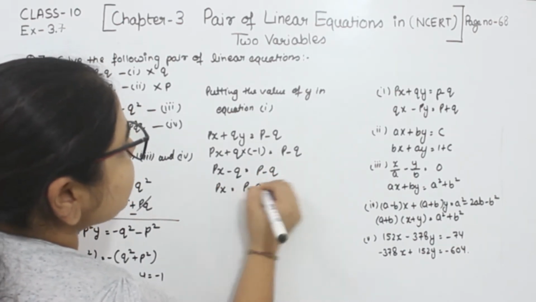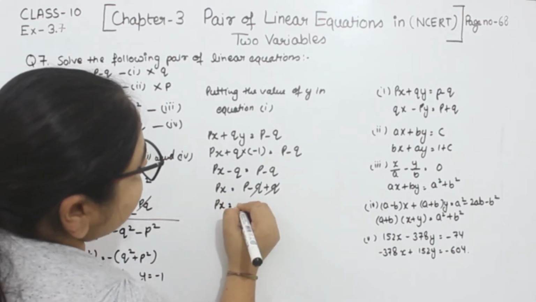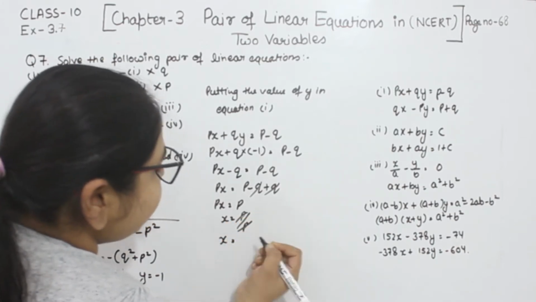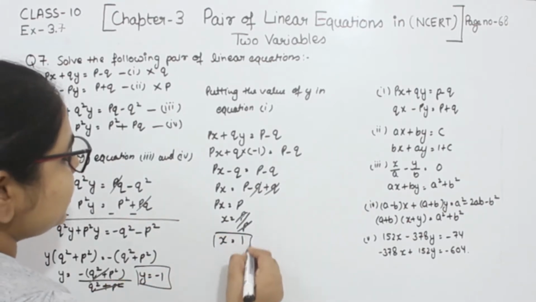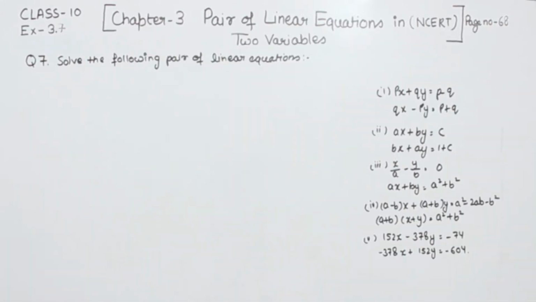So we have p minus q plus q. Q is cancelled from q. Here we have px is equal to p, and x is equal to p divided by p. And the value of x is equal to 1, and the value of y is equal to minus 1. This one is part 1. Now comes to part 2.